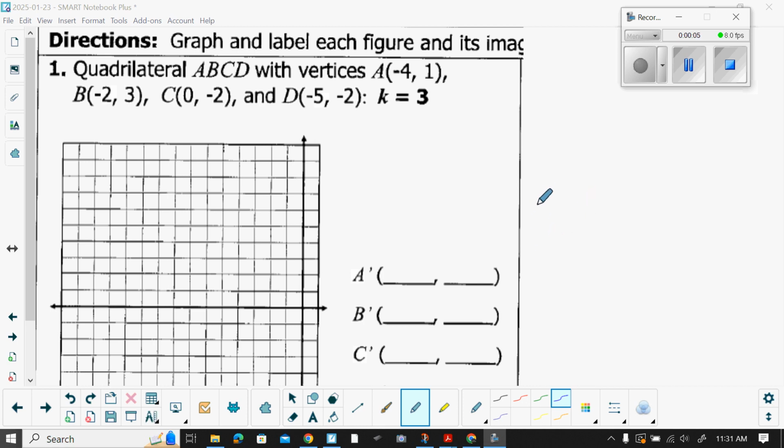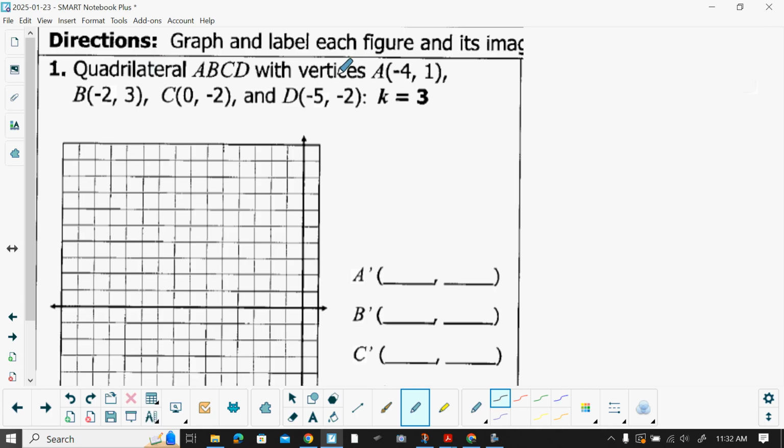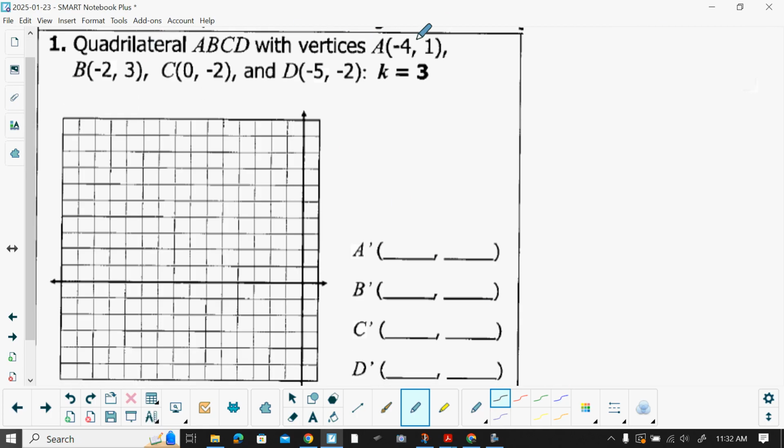All right, so here we go. We are going to be recording the homework assignment. So let's do this homework assignment together. Let's start with this quadrilateral ABCD, these vertices. I'm going to graph this first.